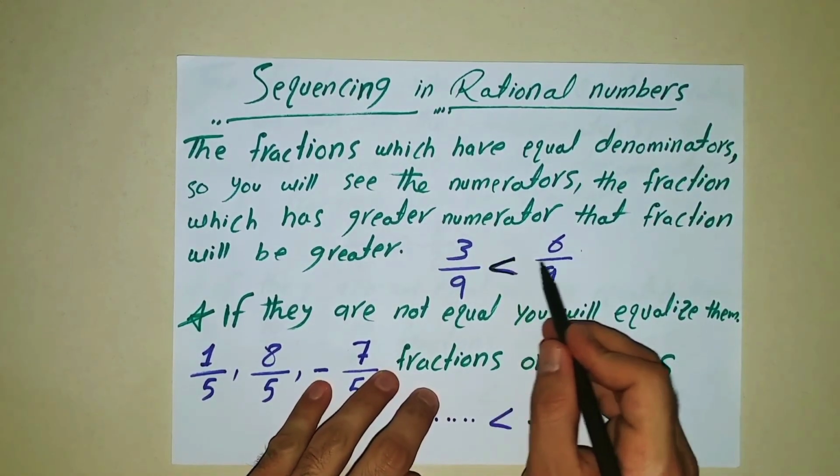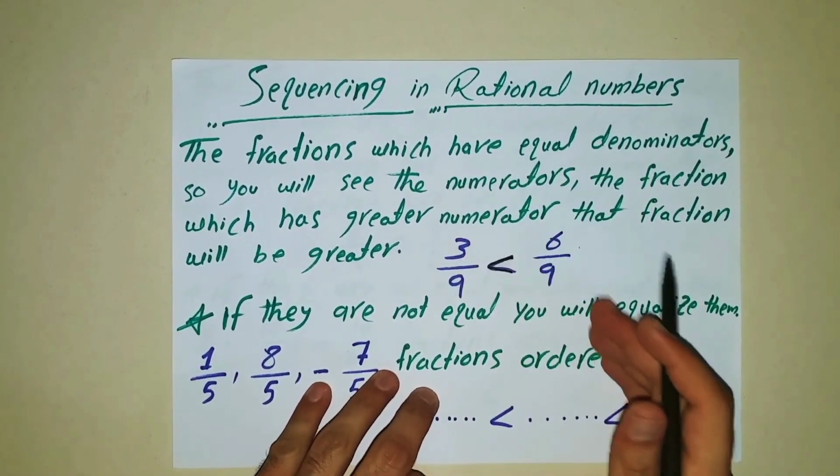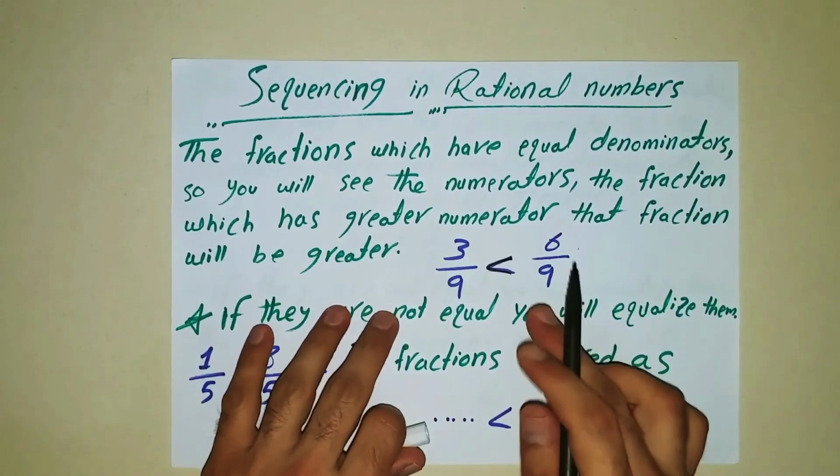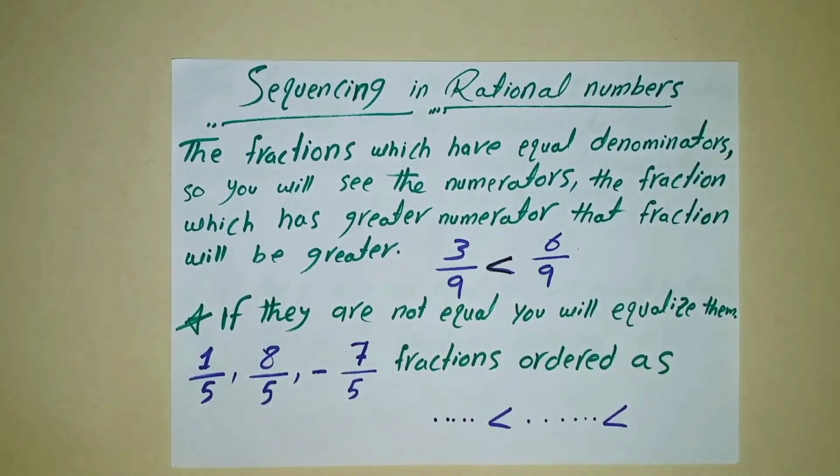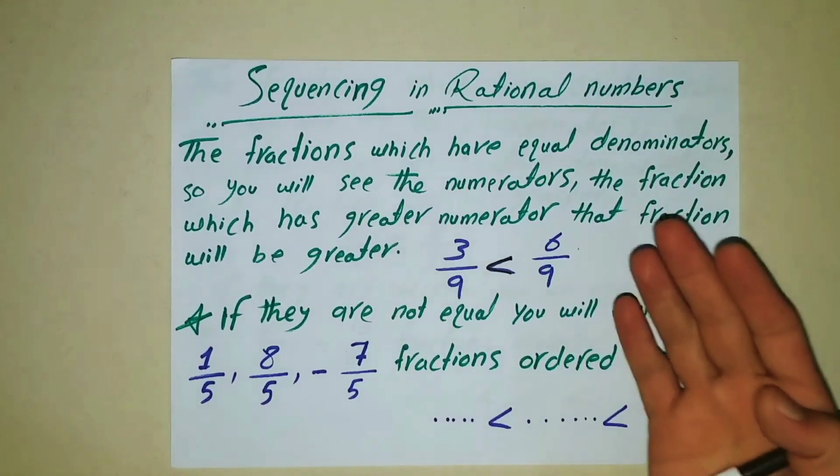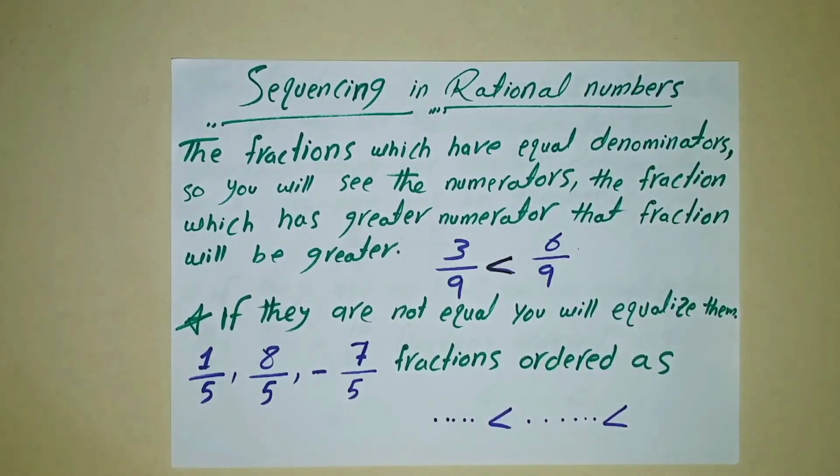As you know, if it is like this, then this number is bigger than this one. In this kind of question, which has the same denominators, you will see the numerator. If the fraction has a bigger numerator, it is bigger than the other one. Let's solve some questions about this.